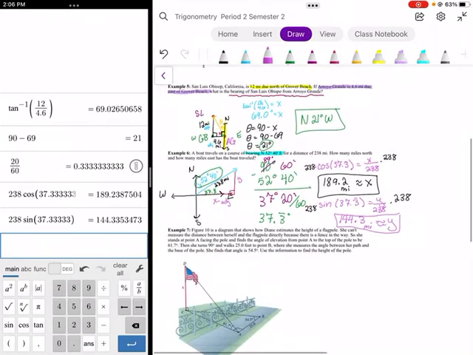I always recommend drawing a picture for these problems and then using that diagram to help you find your answers. So always make sure you start with a picture.